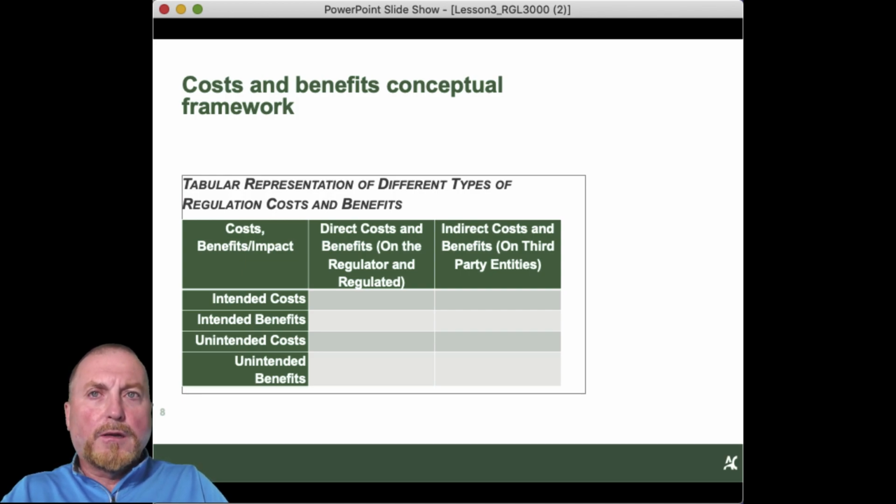This simple tabular depiction of this can be seen here. Down the side of the table: intended costs, intended benefits, unintended costs, unintended benefits. And then up the top we have direct costs and benefits, and then indirect costs and benefits on third-party entities. We can put this table inside an Excel spreadsheet and literally begin to write our notes down on what types of impacts we are expecting related to a regulation. And we'll talk about this more as we go through.